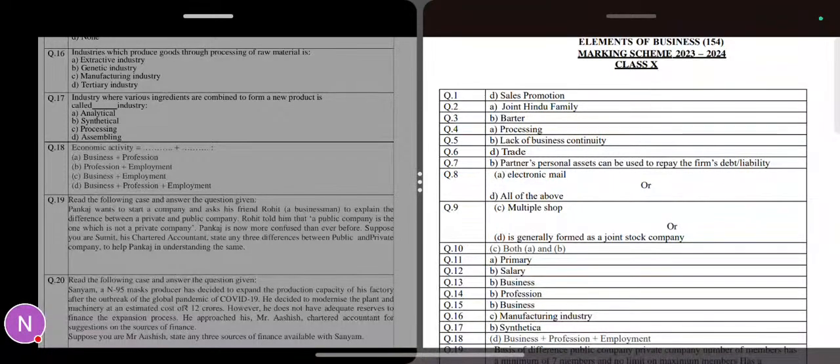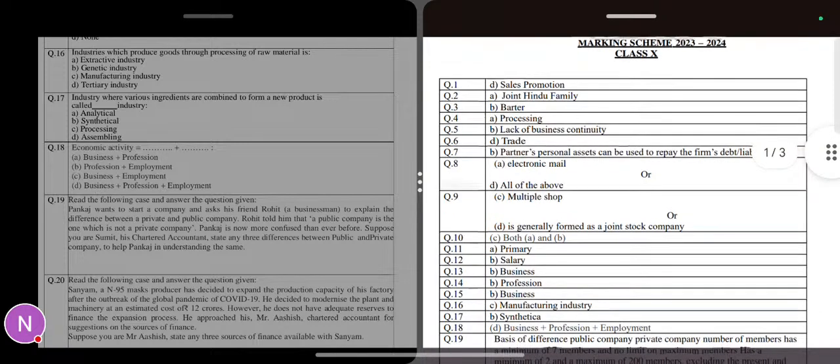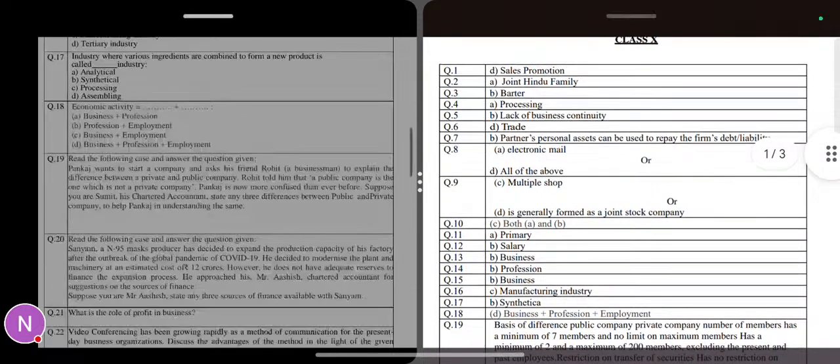In 18th question, economic activity is equal to dash plus dash, that is business plus profession, profession plus employment, business plus employment, business plus profession plus employment. So economic activity is business plus profession plus employment.